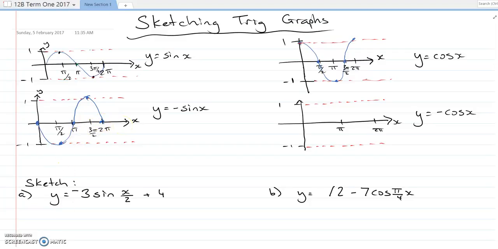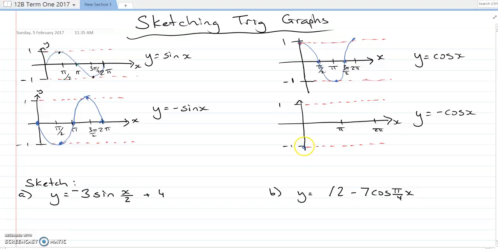With cos, this is a basic cos curve. It always starts at the top. First key point, we're at the middle. Next key point, we're at the bottom. Back to the middle, back to the top. So if we were to look at minus cos x, everything gets flipped upside down.